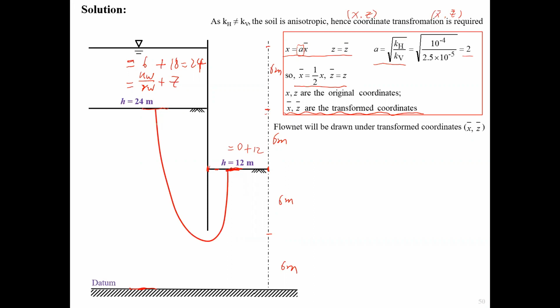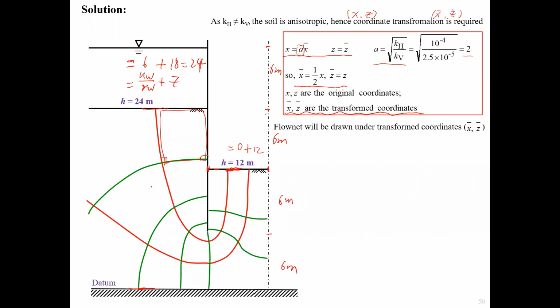Now, all the content will be similar as before. So we plot 2 flow lines, and then we plot the equipotential lines accordingly, with right angles and square blocks. Because we know the height difference, the head difference will be 24 minus 12. So that will be 12 meters.